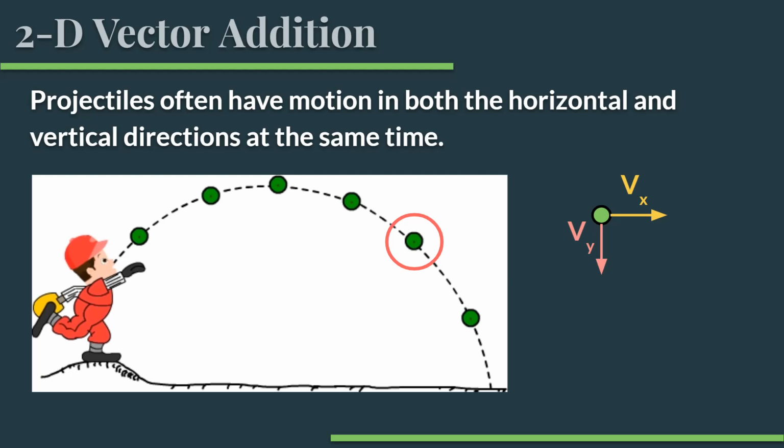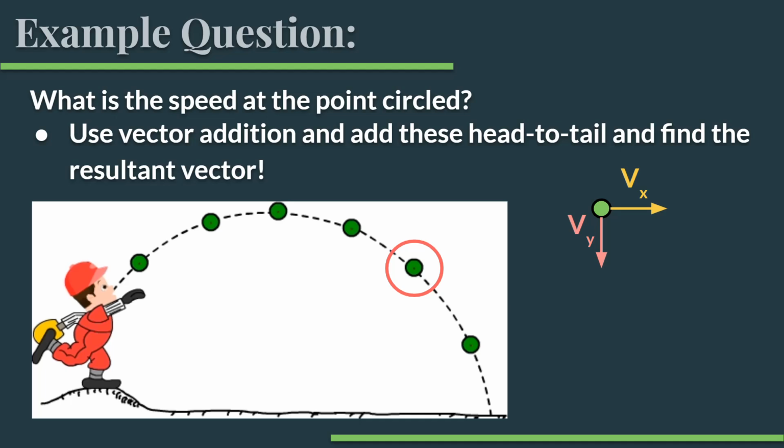But I can't add them like this. Remember, I said a minute ago on that slide that vectors have to be added head to tail. Okay, so that's what we're going to do. Add the vectors head to tail to find the resultant. So I could draw it like that.